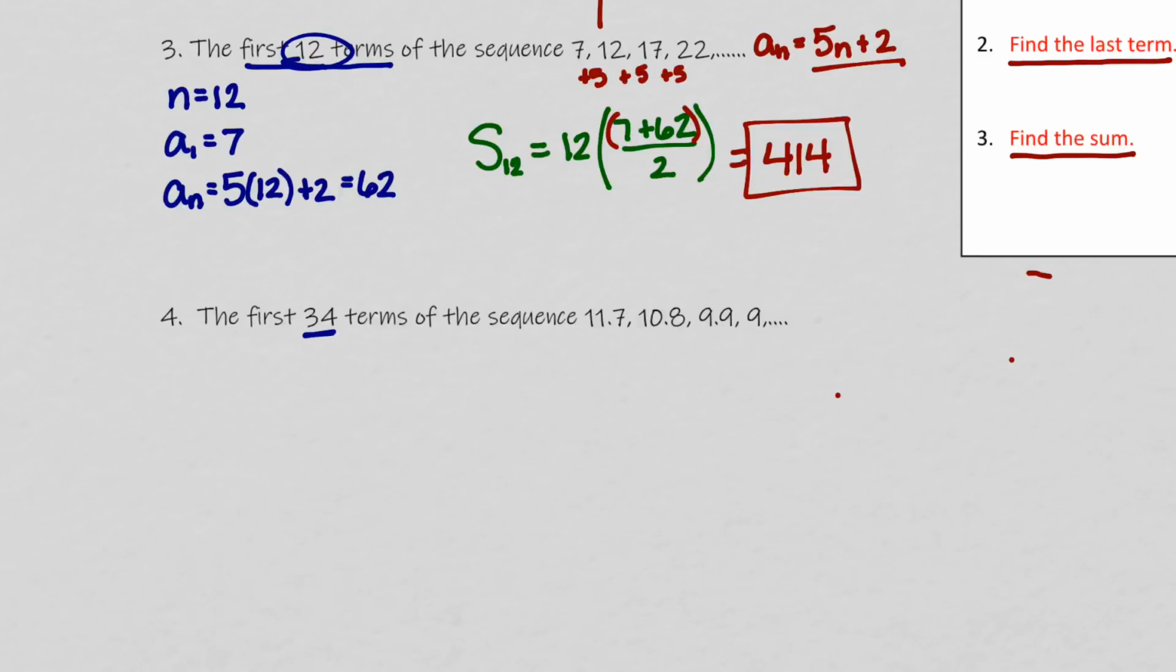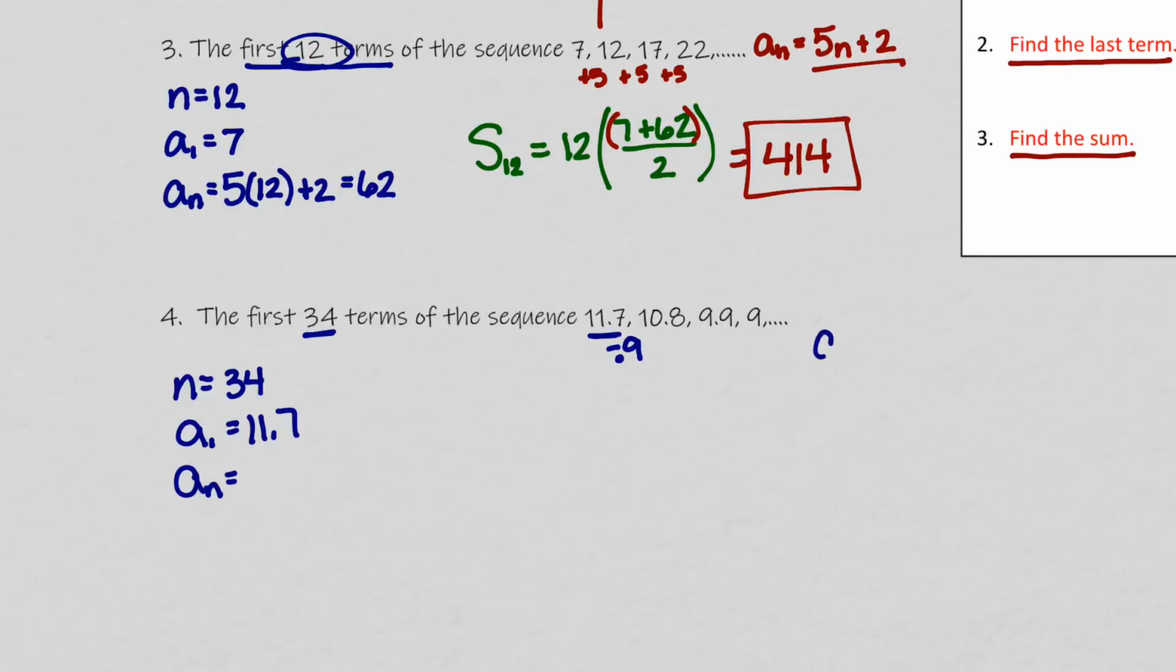Okay, number 4 wants the first 34 terms, so I need n, which is 34. The first term listed right here is 11.7, and I need the last term. So I've got to find, what am I adding? Because these are all arithmetic, so I know I'm adding something each time. If I take 10.8, subtract 11.7, I get a negative 0.9. So it looks like it's subtracting 0.9 each time, because 10.8 minus 0.9 is 9.9.